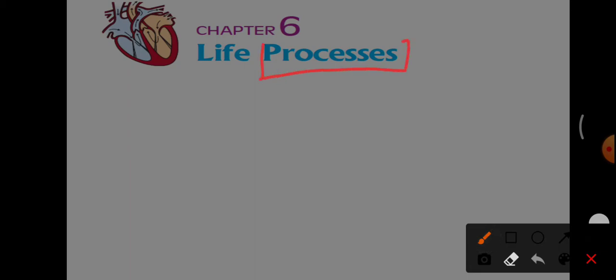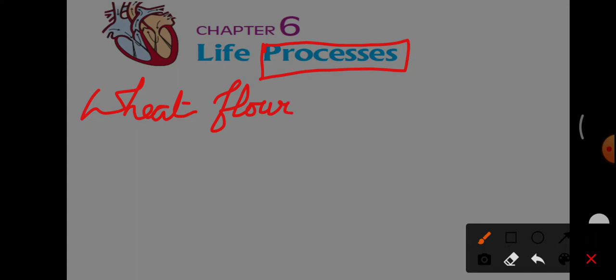So what is meant by process? We come across this term often in the field of baking. So what do they mean by processing? For example, if we take wheat flour and we want it to become a bread, now this wheat flour needs to undergo processing. What kind of processing will we do? I'm just talking about the basic things.